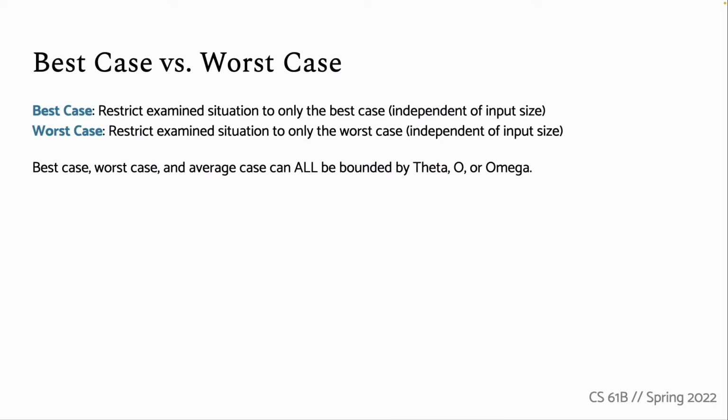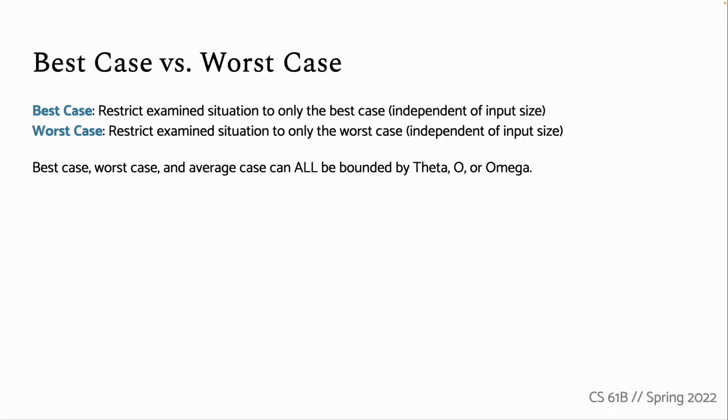So we covered most of asymptotic analysis last week, but we're going to add some spice this time with best case versus worst case. Best case is a situation where you're restricting the examined situation to only the best case independent of input size. And you'll see what that means when we go through some examples.